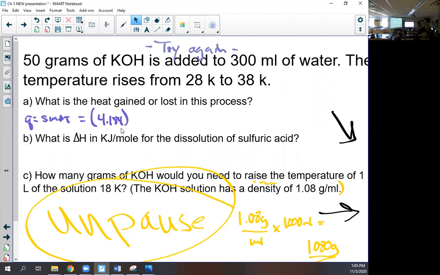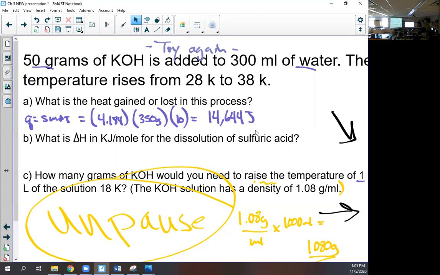4.184. The mass is, it's water up here and 50 grams here. So 350, right? And I know you're like, well, why wasn't it down here? This one gave you the volume and a density. So that's why we had to do it a little bit different. And then the delta T, it rises again. So it's a positive 10. And you got what number? 14,644.